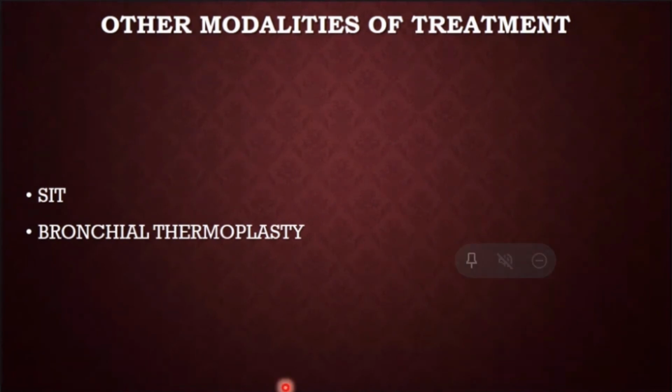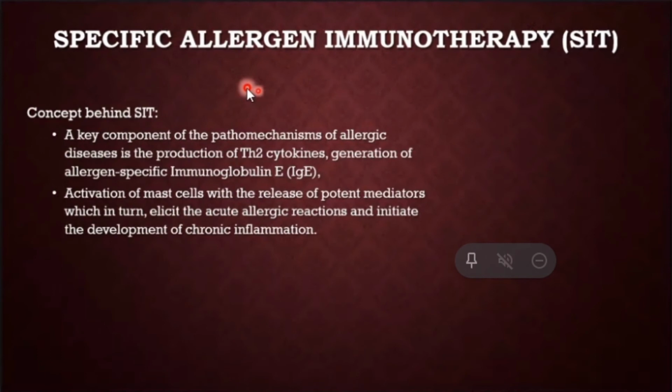Okay. So specific allergen immunotherapy or SIT, the basic concept behind SIT is that the key component of the pathomechanisms of allergic diseases is the production of the Th2 cytokines. If you remember from the first lecture, there's a production of Th2 cytokines, generation of allergen-specific immunoglobulin IgE. And this IgE leads to activation of the mast cells with the release of potent mediators, which in turn elicit the acute allergic reactions and initiate the development of chronic inflammation.